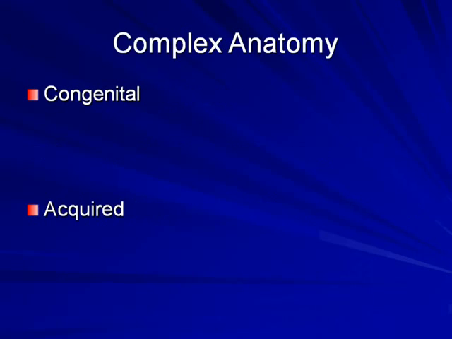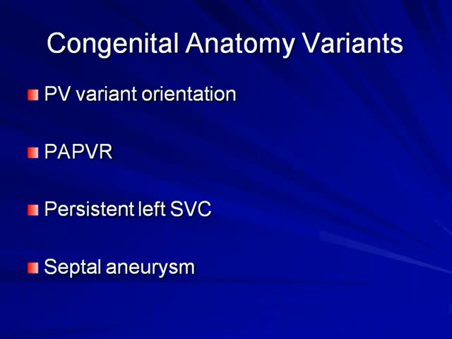So I decided to break up complex anatomy into two categories. One was congenital, and please understand, I'm only picking four examples of what constitutes congenital, and then four examples of what would be acquired. For the congenital anomalies or anatomic variations, I'm talking about variations in pulmonary vein anatomy, partially anomalous pulmonary venous return, persistent left SVC, and finally a septal aneurysm.